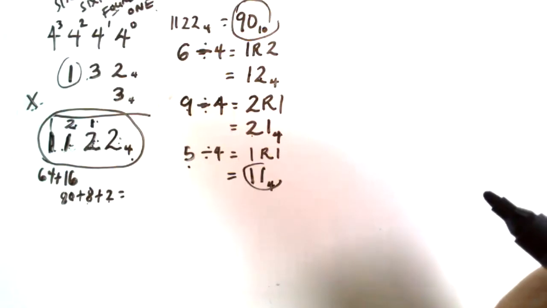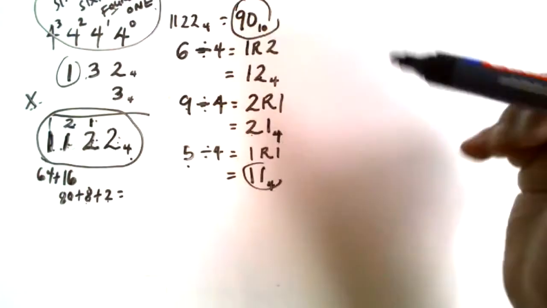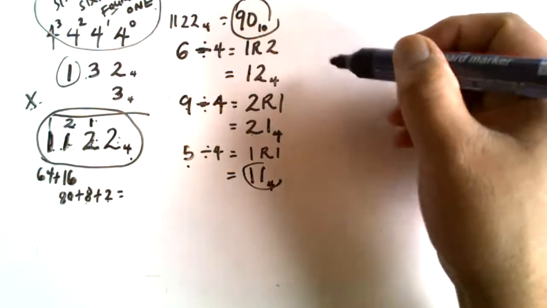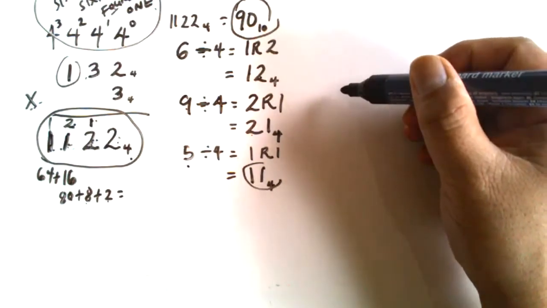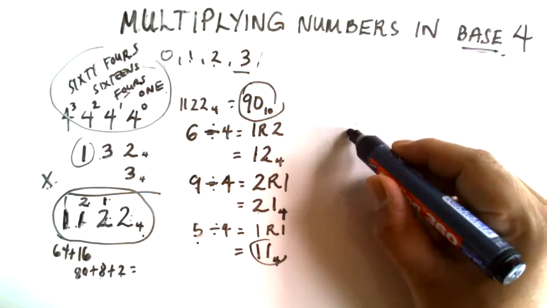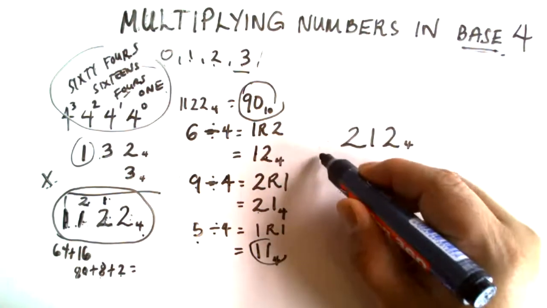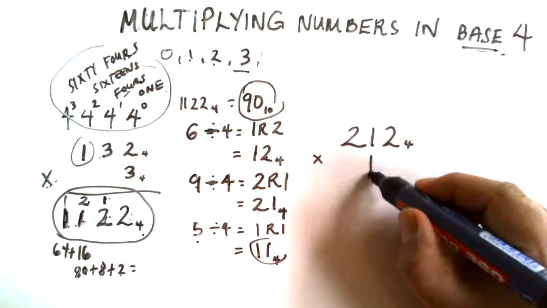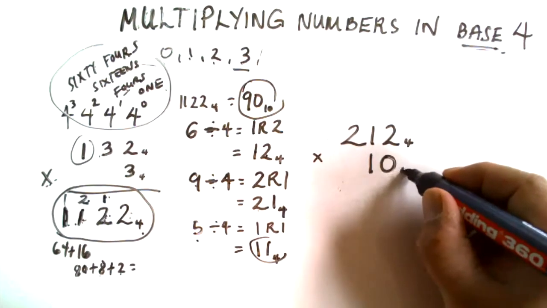So that's really what it all means. Let's keep moving on. We don't have to put this in; we just assume that you know the place values in base 4. Okay, let's try another one, a little bit more complicated. It's 212 in base 4 times 10 in base 4.